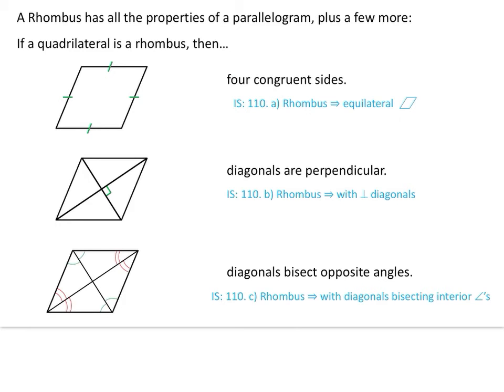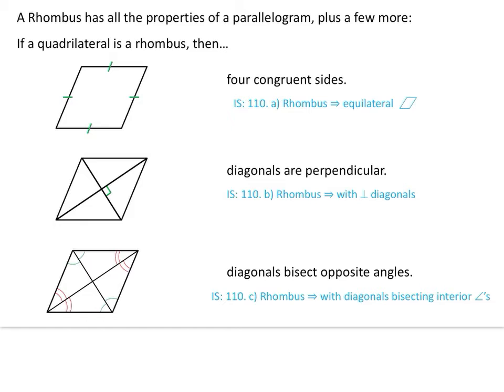Next, let's look at our rhombus theorems. A rhombus has all the properties of a parallelogram plus a few more. So if a quadrilateral is a rhombus, then it has four congruent sides. Go ahead and mark up your picture with congruent marks, one mark on each side. And a rhombus implies an equilateral parallelogram.